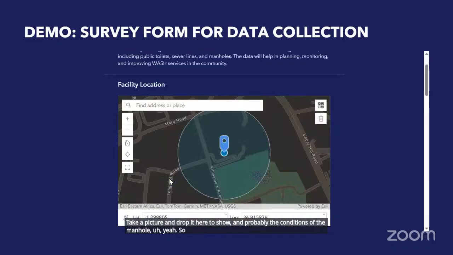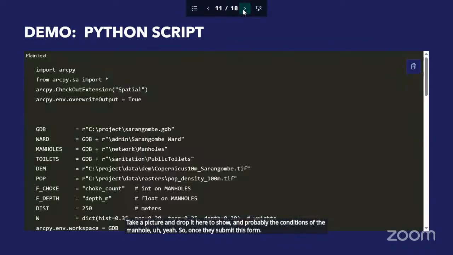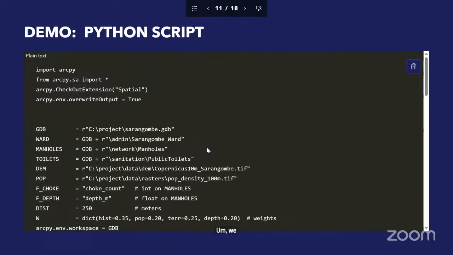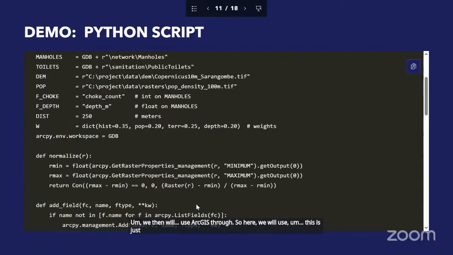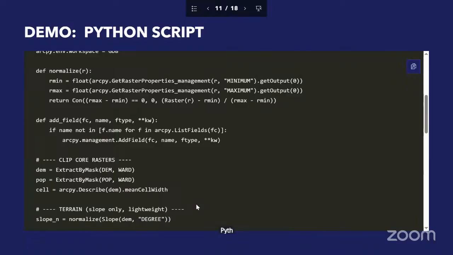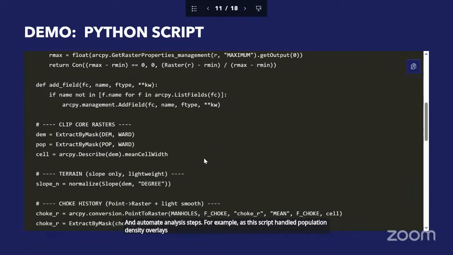So once they submit this form, we then will use ArcGIS Pro. Here is just a snippet of the Python ArcGIS notebook code that I used. With Python, we are able to connect directly to ArcGIS tools and automate analysis steps. For example, this script handled population density overlays, manhole choke point risk analysis, and comparisons between toilet coverage and demand.